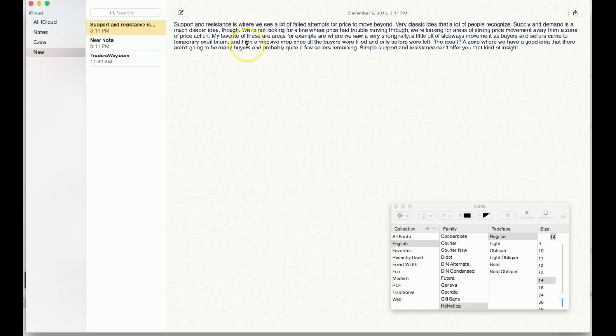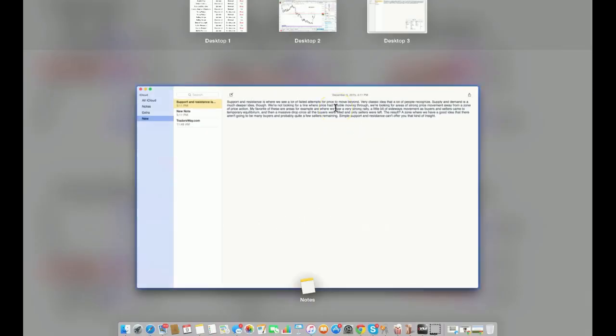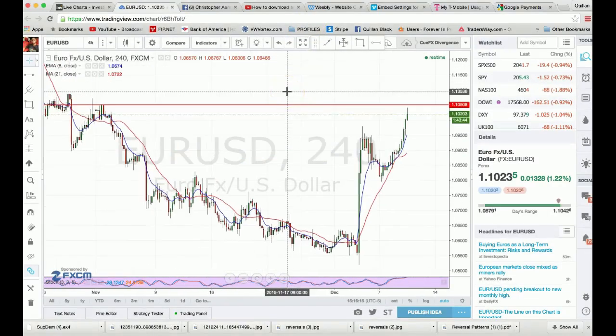My favorite of these areas, for example, are where we saw a very strong rally, a little bit of sideways movement as buyers and sellers came to a temporary equilibrium, and then a massive drop once all the buyers were filled and the sellers were left. The result, a zone where we have a good idea there aren't going to be much buyers, probably quite a few sellers remaining. Simple support and resistance cannot offer you this kind of insight, okay? And it's very, very helpful when it comes to breaking down your chart and seeing what the market is trying to do, okay?